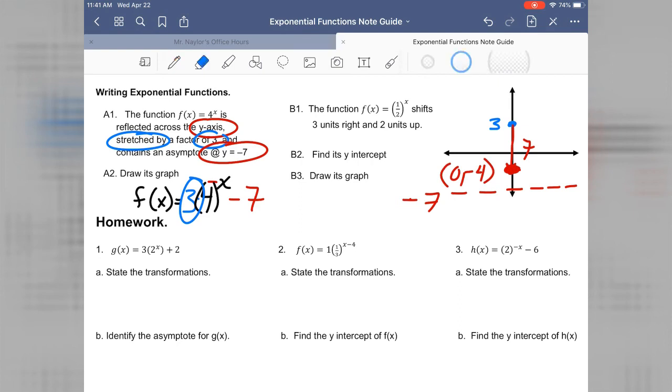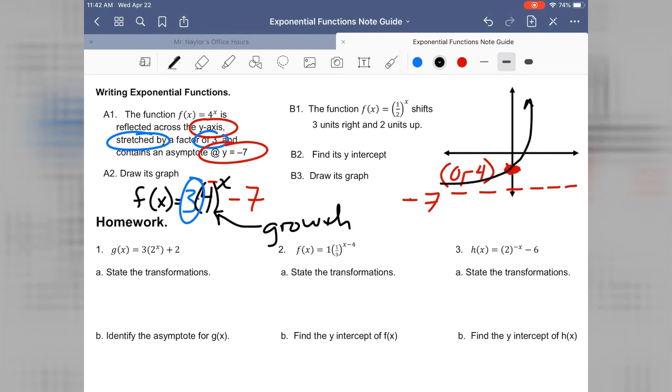and the only thing left to do is think about the shape of the graph. Now, the shape of the graph sometimes can be the most complicated thing, because you look at the base 4 and you say that's going to be a growth graph, right? Well, not after we reflect it. You see, if I had a growth graph, it would be going up, but this graph has been reflected, so it actually ends up going down. It ends up being a decay graph.